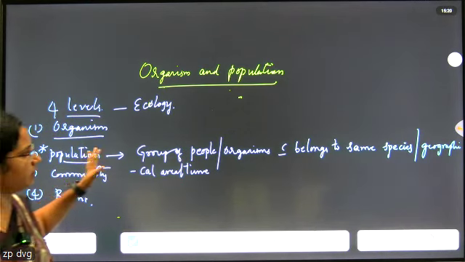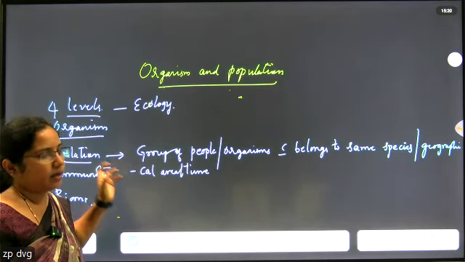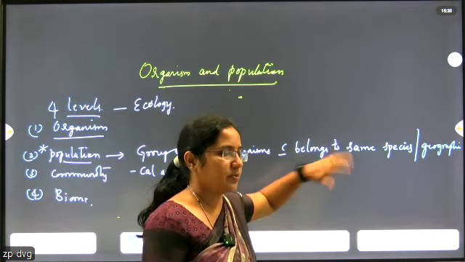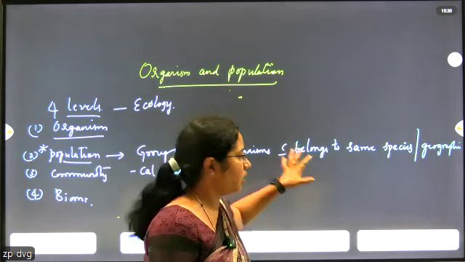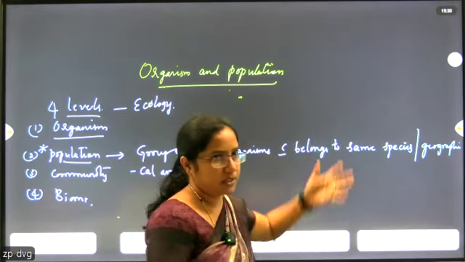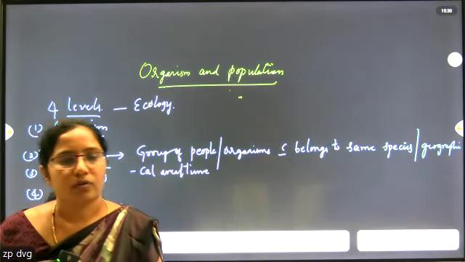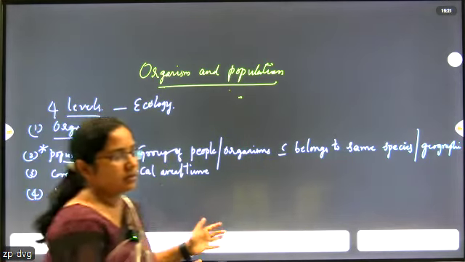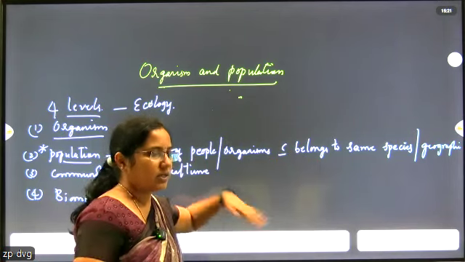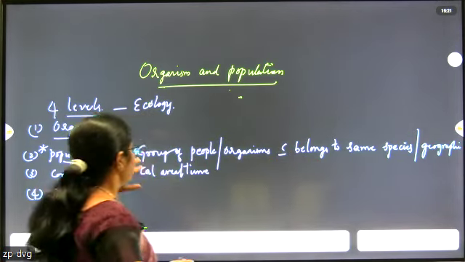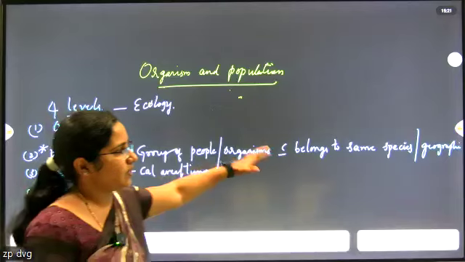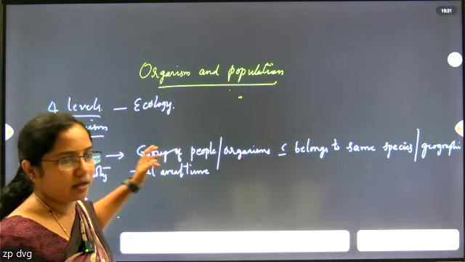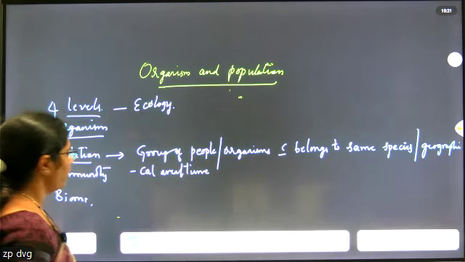Population is nothing but, once again I will repeat, a group or collection of organisms which belong to the same species, not to different species. For example, a group of human beings we can call a human population. A group of cats we can call a cat population. So likewise, a group of organisms which belong to the same species and are confined to a geographical area in a given time, we can call a population.